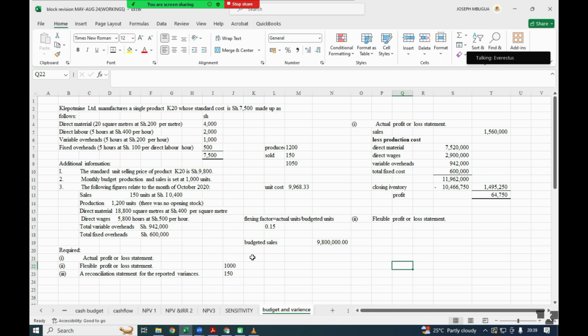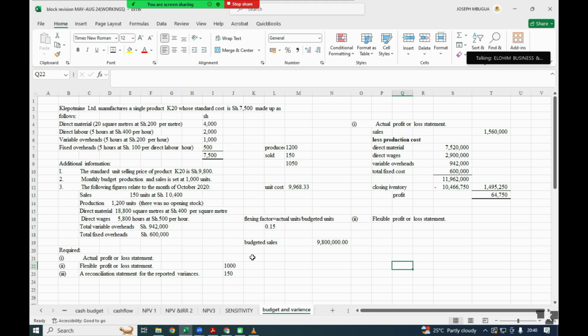On the actual profit and loss statement, if we could be having an opening inventory of certain units, we will start with it, then we add the direct material, direct labor and fixed overhead, and then less the closing stock. My question is, if they give just units without giving the exact figure, do we speculate that probably we use the same production cost per unit of 9,968 times the number of opening stock units?